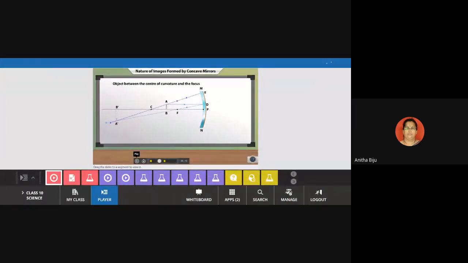Now, third point is, what about its size? You can see the size. It is larger in size, or we can say that it is a magnified image. Just like diminished, here we can use the terminology magnified. Or we can say that the image is larger in size than the object. Now you can draw the ray diagram. All ray diagrams are important.